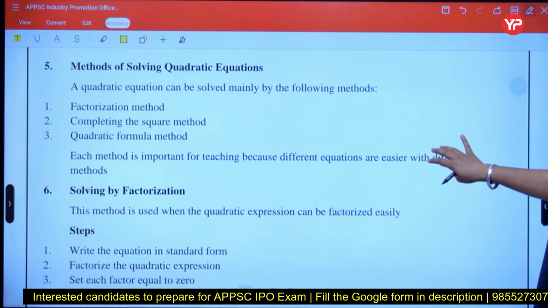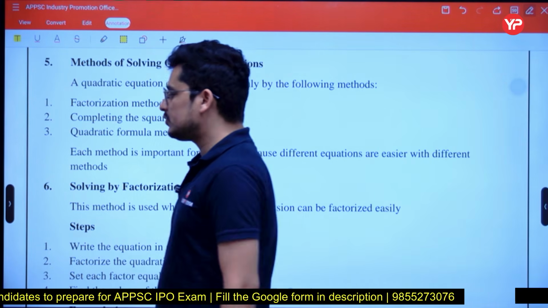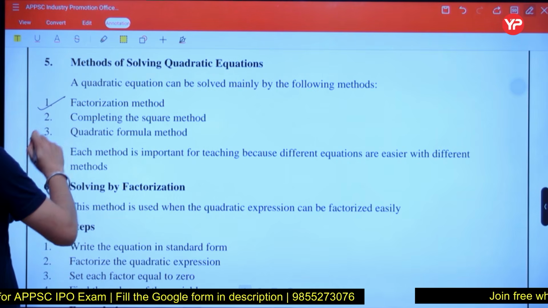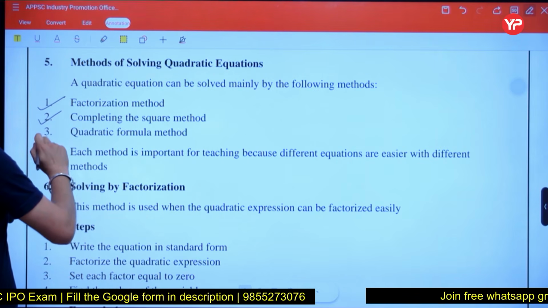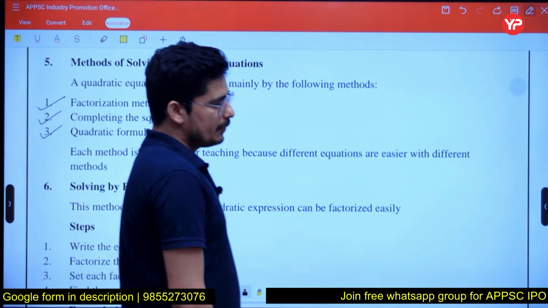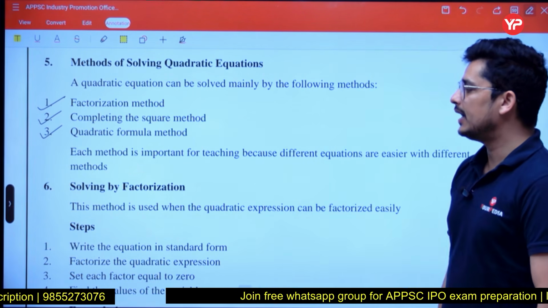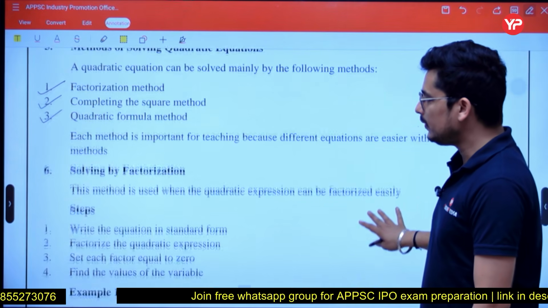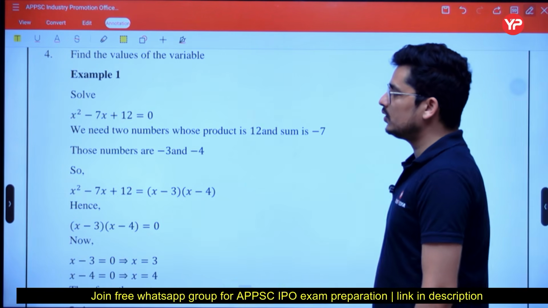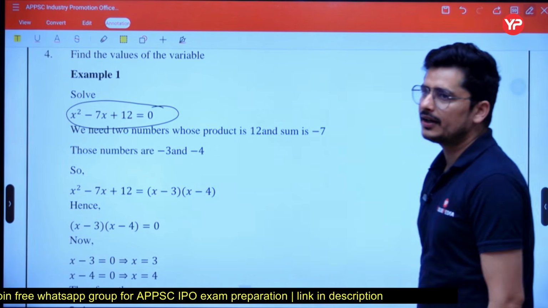Now, methods of solving the quadratic equation. There are generally three methods to solve a quadratic equation. The first method is factorization, then completing the square, and then the quadratic formula, right? Inside MCQs, we will generally try the first method and the last method. Let us take this one. You are given a quadratic equation like this, and we have to find the factors of that.